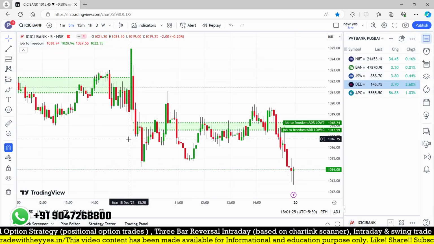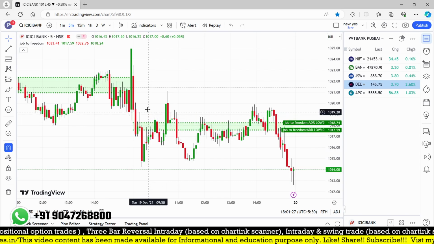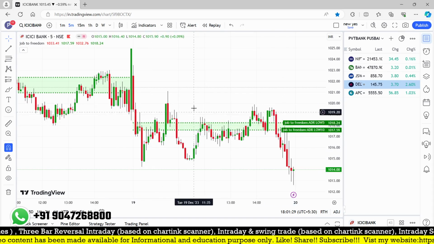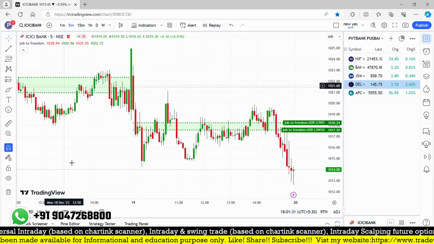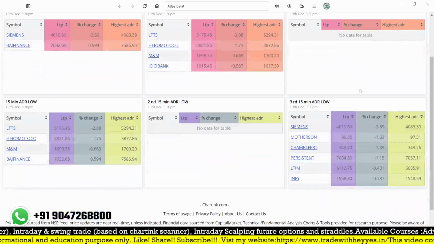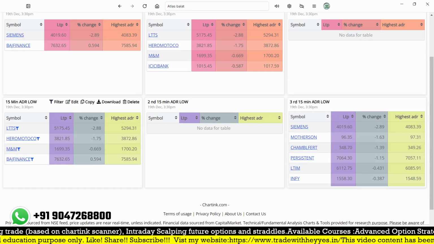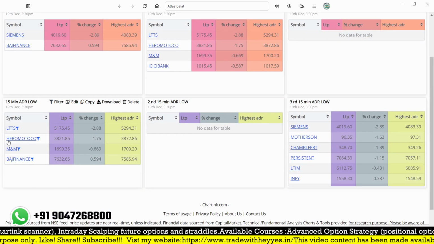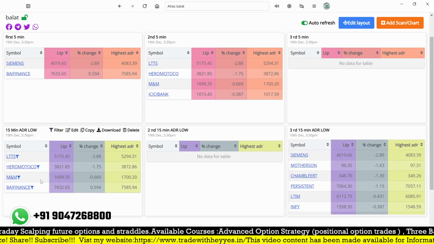This is the second 15 minutes. Initially it broke and moved down, and again it went up to the stop loss level, but finally closed lower. So this is the second 15 minutes, second 5 minutes, and for the third 15 minutes we don't have any stocks. And LTTS, Hero Motor, M&M, Bajaj Finance. That LTTS works very well, and the Hero Motorcorp.